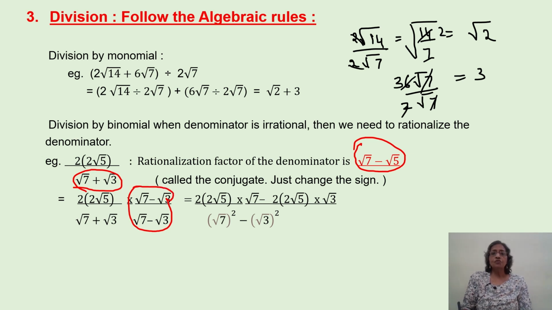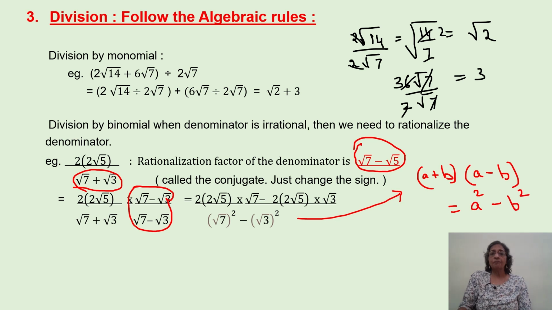And then in the numerator, open out the brackets. In the denominator, we have used our algebra property of a plus b and a minus b. This is nothing but a square minus b square. So if you see here, what we get is the denominator as a rational number. All right.